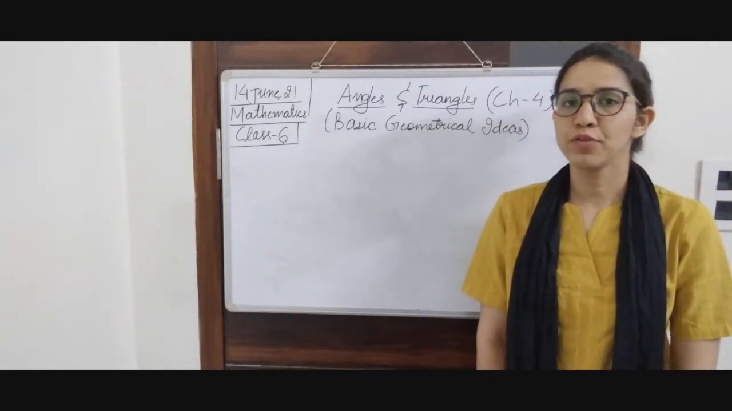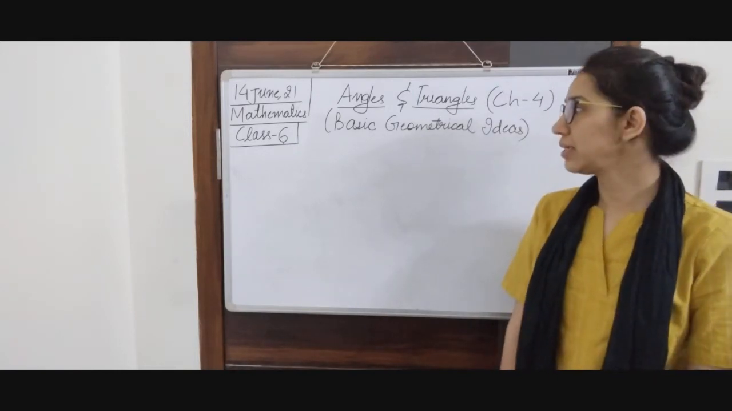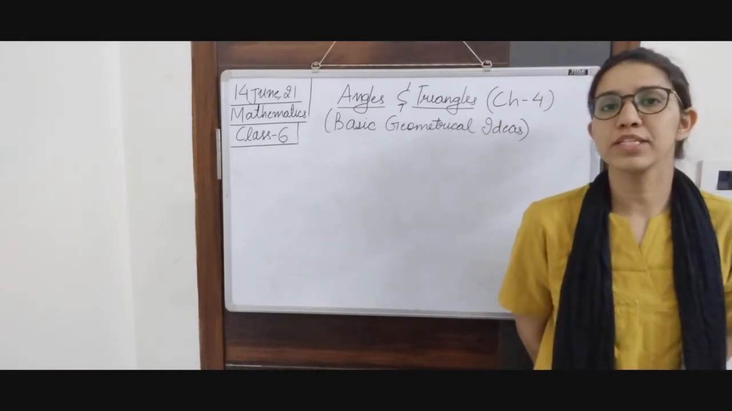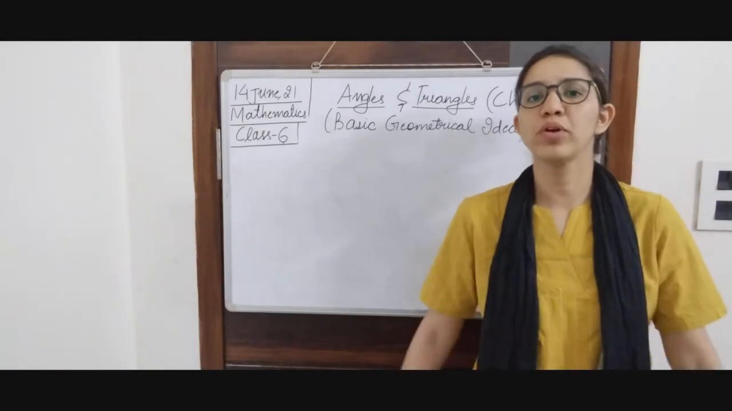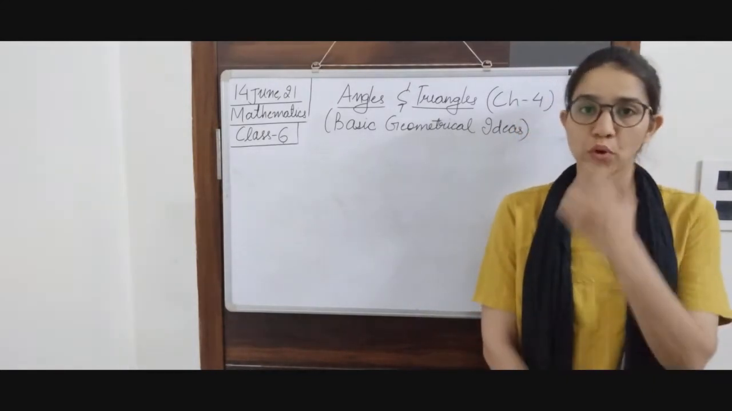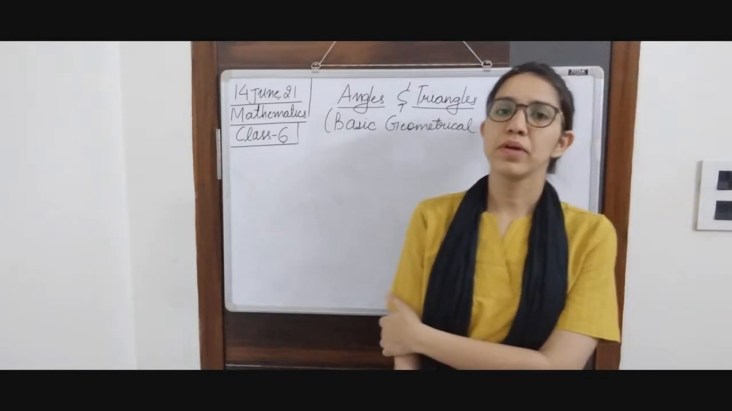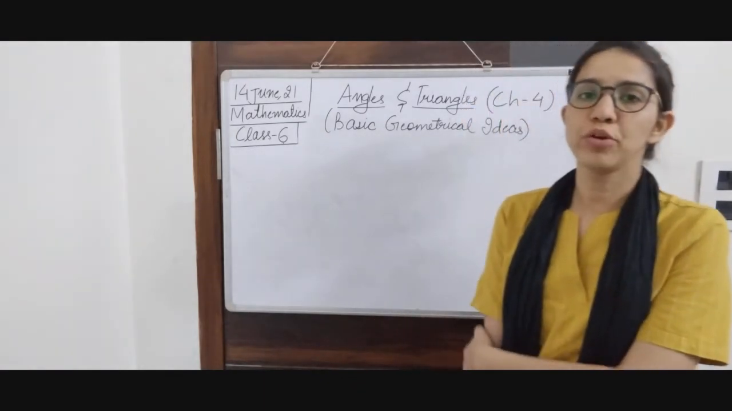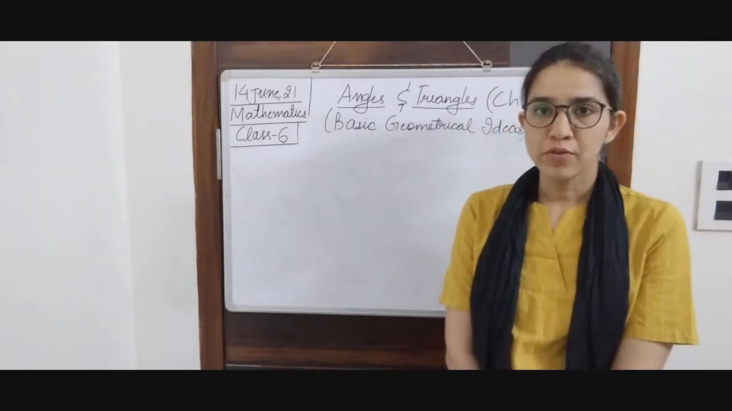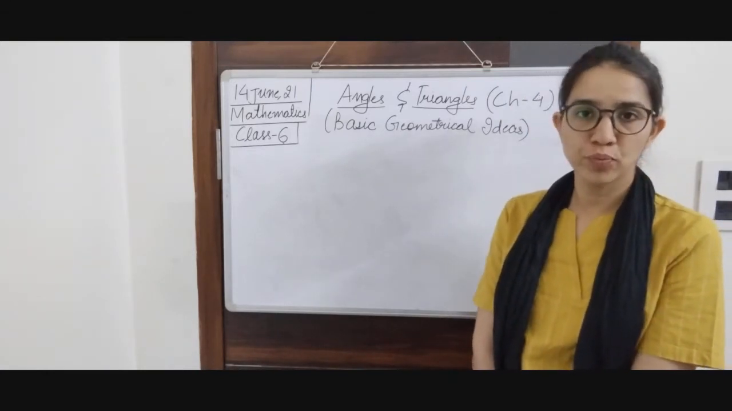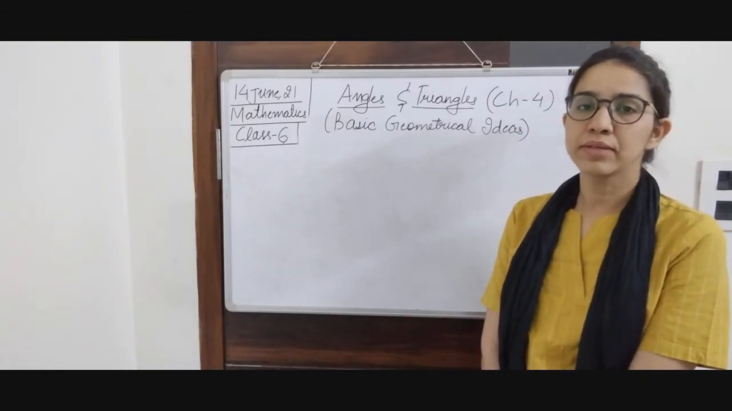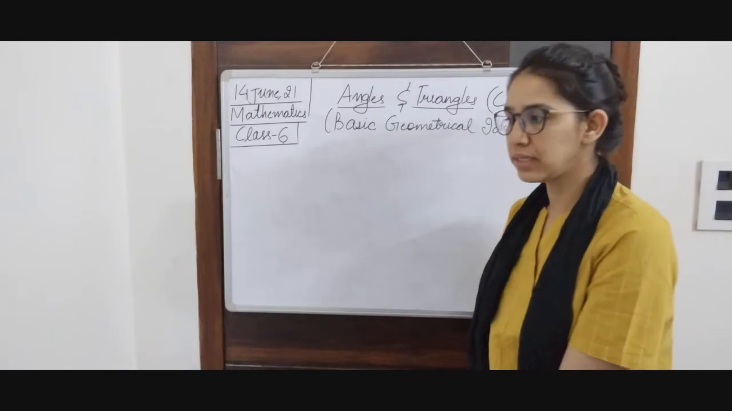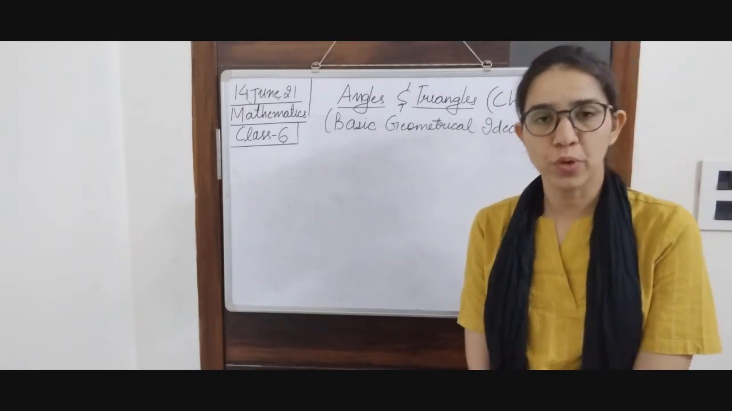In yesterday's class, we were doing chapter number 4, basic geometrical ideas. In that, we covered the topic of curve. In curves, we discussed simple curves, that is curves that do not cross themselves. Then we moved on to open and closed curves. We talked about interior and exterior of curves. After that, we introduced a new term, that is polygon. We described what is meant by a side of a polygon, vertex, adjacent sides, adjacent angles, and what the diagonals of a polygon are.